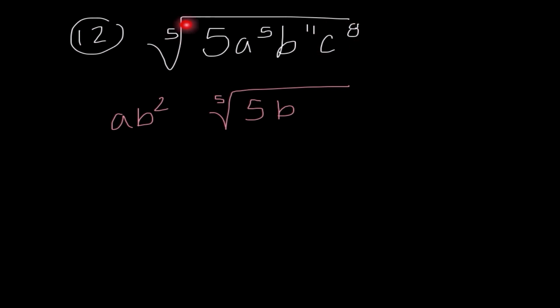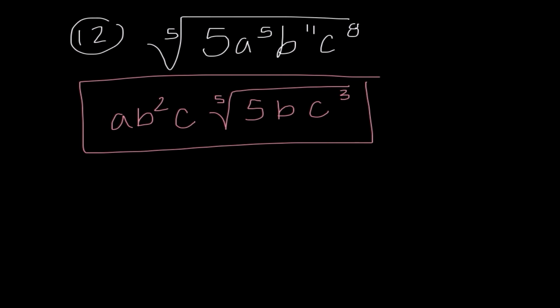C to the 8th, how many groups of 5 do we have? Well, we have 1 group of 5, and then I have 3 c's that are left over. So this would be my final answer.